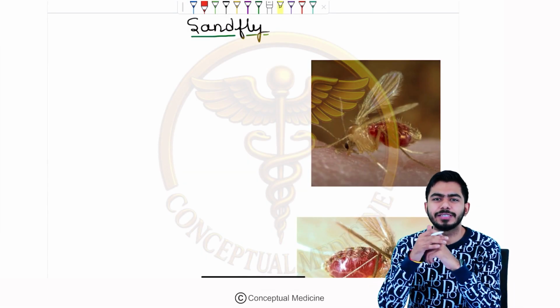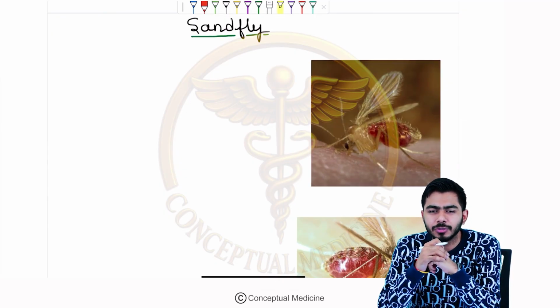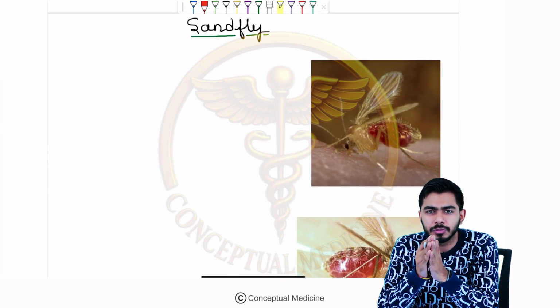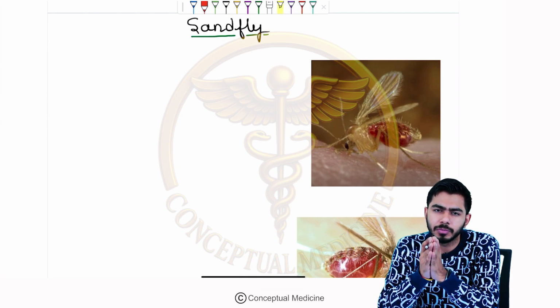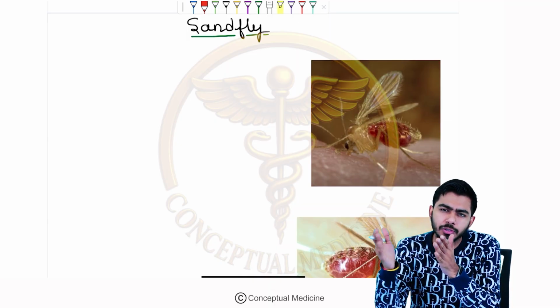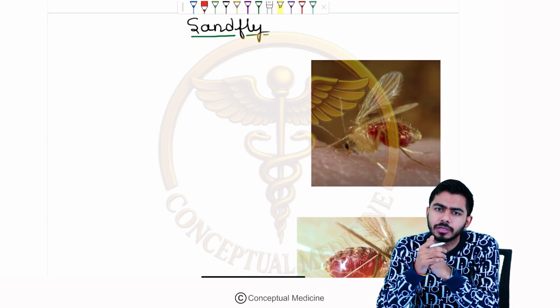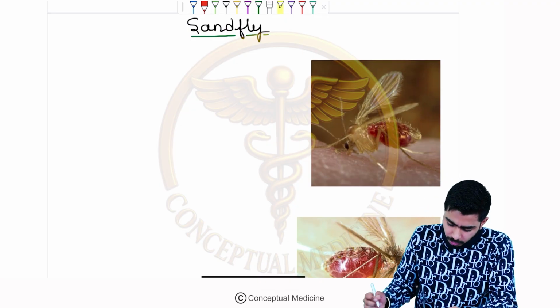Right. So welcome back, guys. We are in the series of entomology, right? In the last session, we discussed the mosquitoes. We talked about several kinds of mosquitoes: the Anopheles mosquito, the Aedes mosquito, Culex, and the Mansonia, right? And in this particular session, I will be talking about the sandfly. So let's talk about sandfly, guys.